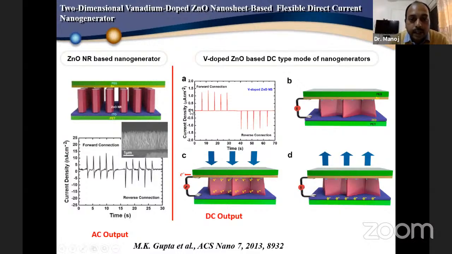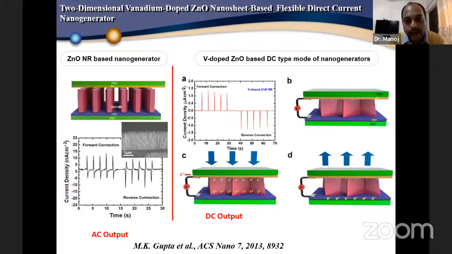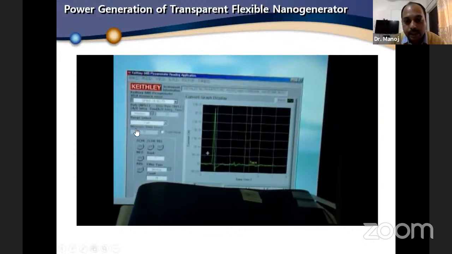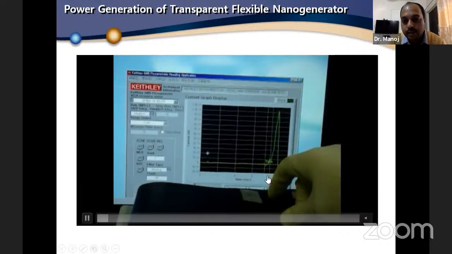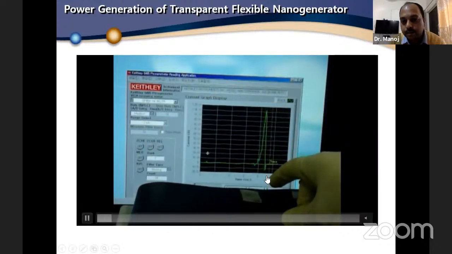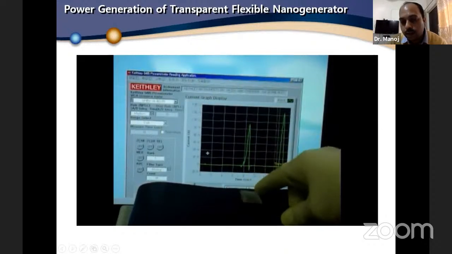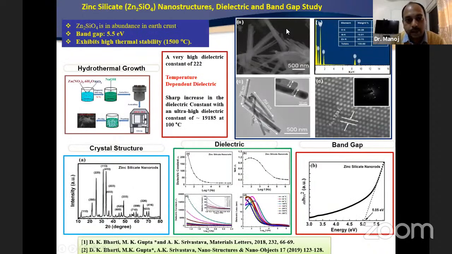So in this way, we are getting the DC kind of voltage. It means no need to go for a rectification circuit. Directly, we can get the DC signal as well. You can see this image, this video. When we touch the device, it generates the electric signal. So a real-time demonstration we have also done on our devices. Since time is limited, I will skip it.